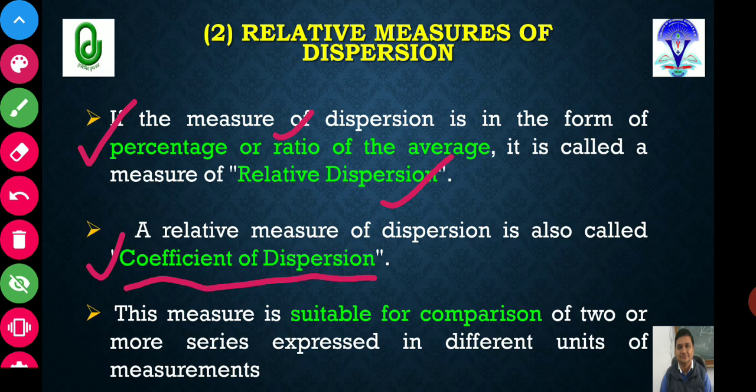Then, this measure is suitable for comparison of two or more series expressed in different units of measurement. So, what was the drawback of absolute measures of dispersion? That is the merit of relative measures of dispersion. This is suitable for comparison when we have taken data from two different populations, or the two different data sets follow different units. Then also we can compare, because here we are measuring the variation in the form of percentage or ratio.